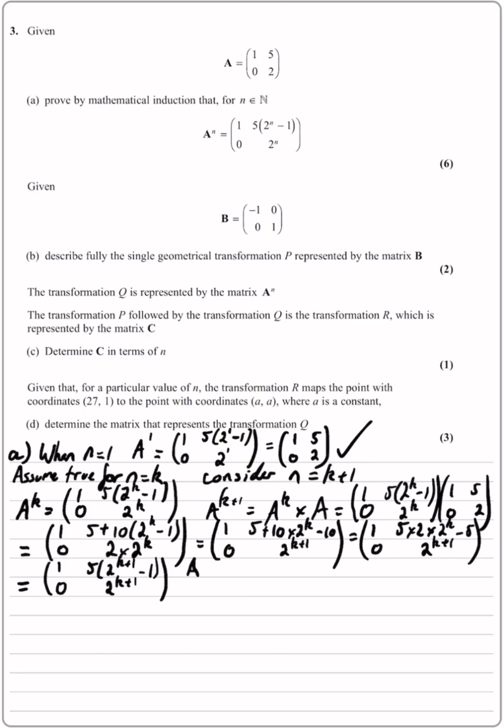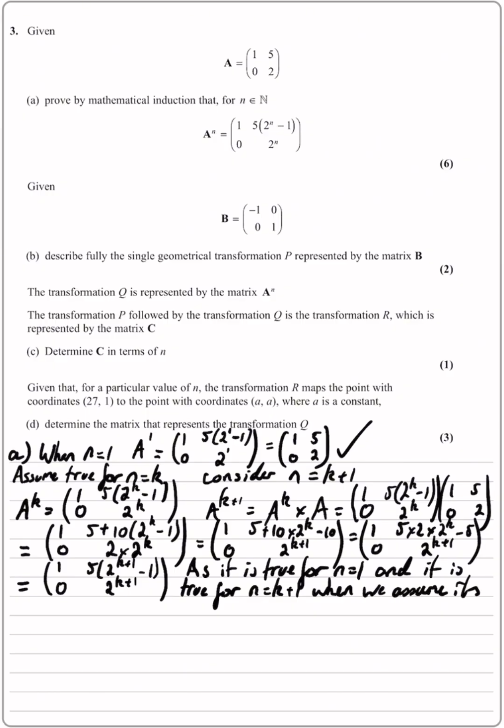We've now set up the inductive process and finish off with a statement. We know it's true for n equals 1. We've tested that and it works. And when we assume it's true for n equals k, it turns out to be true for n equals k plus 1 as well. That's the fundamental structure of any proof by induction, and therefore we've proven that it's true for values of n that are 1 and above, the natural numbers.